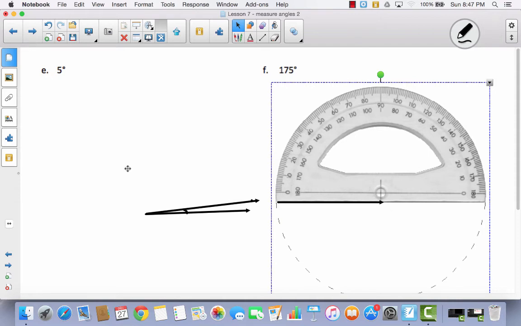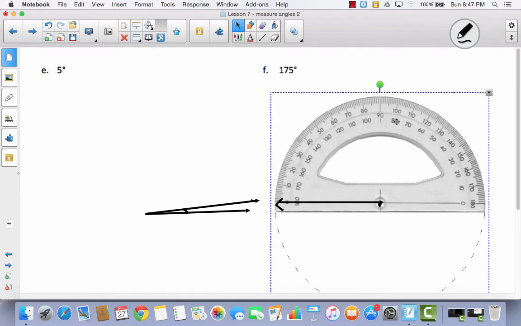I'm going to turn that into a vertex, because I don't want to have to redo that. And my arrow actually is going this way. All right, so now you take your protractor and you put it right on the vertex. And I want this to be 175 degrees.